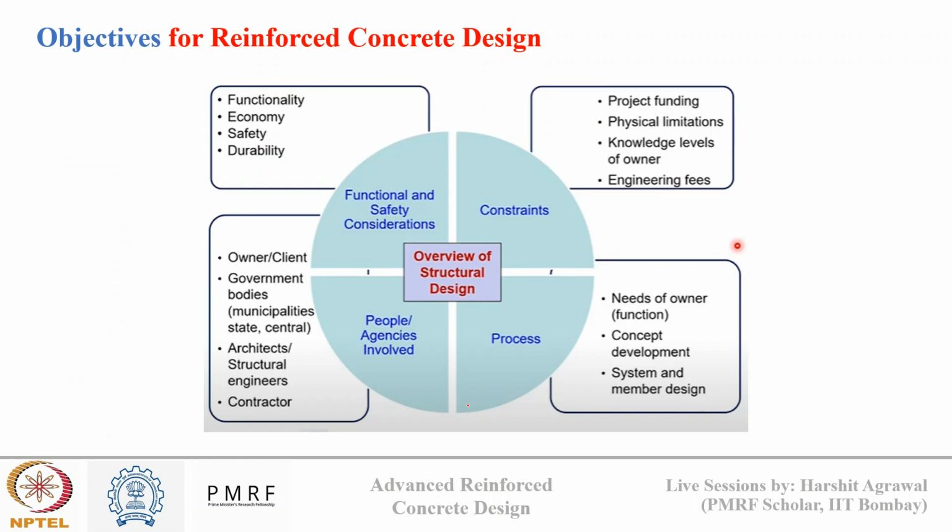And along with these four key objectives, other decision elements are also involved in design, like functional and safety considerations during operation, physical and economic constraints of the projects, the outlook of stakeholders and agencies that are involved in the projects, and the process and the requirements of construction. All these minor things also combine together to finalize the design of a reinforced concrete structure.